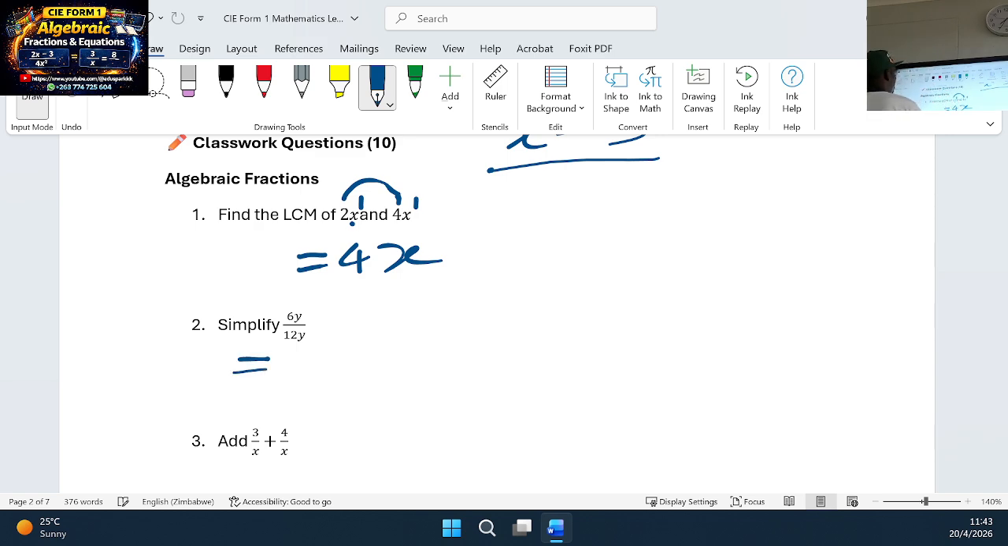Then next we want to simplify 6y over 12y. Obviously we can start with the variables. Y on the numerator, y on the denominator, they cancel out. Now 6 over 12 in simplest form is actually 1 over 2.